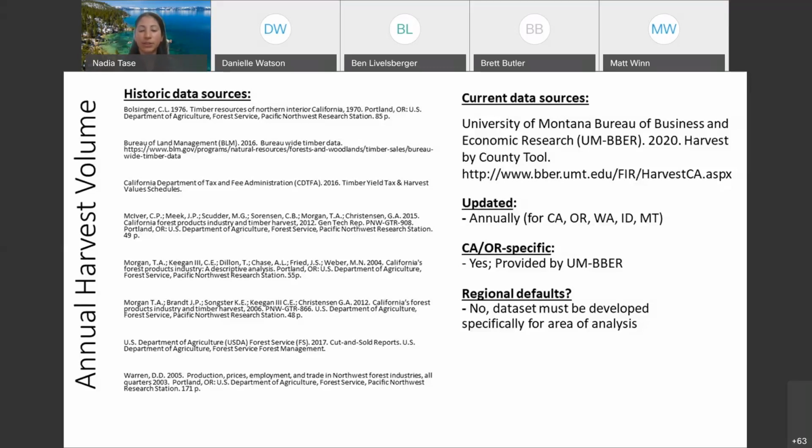Going forward, we use the University of Montana BBER Harvest by County tool, which encompasses several of the data sources that are compiled on this list, and they cite all of their sources at that tool. The data set is updated annually for California, Oregon, Washington, Idaho, and Montana, and Todd Morgan and Kate Marciel and others could certainly tell you much more about the effort that goes into compiling those data for those states, and I'm sure that there are experts from other regions of the country as well that can speak about those data sources.